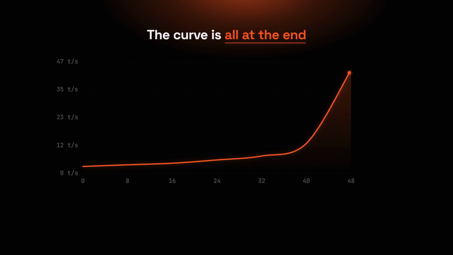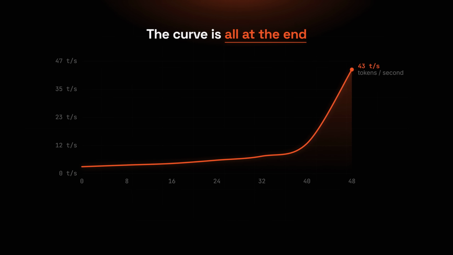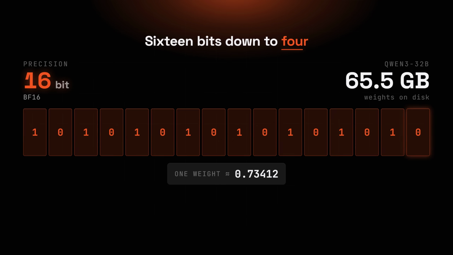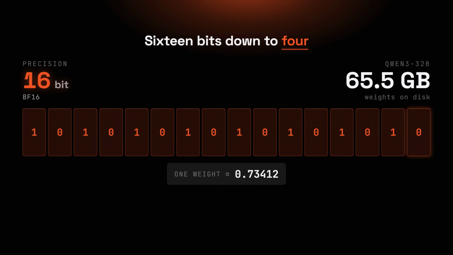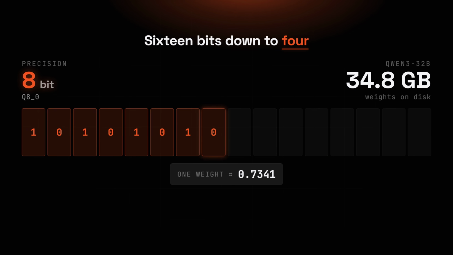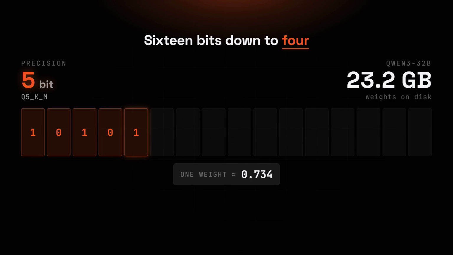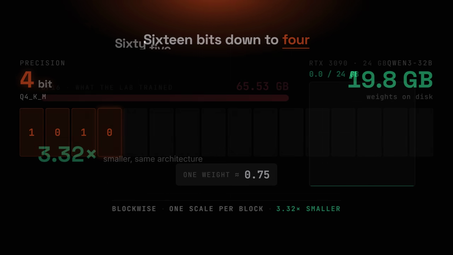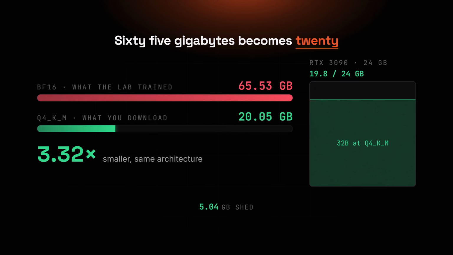Now the interesting part. Push 40 of the 48 layers onto the card and you get 12.5. 83% of the model on the GPU buys you 29% of the speed. The last 8 layers do the rest, which is why everybody quantizes. Full precision weights are 16 bits each. Quantizing rounds them down to 4 or 5 bits in small blocks, with a scale factor kept per block so the range survives. A 32 billion parameter model goes from 65.5 gigabytes to under 20.